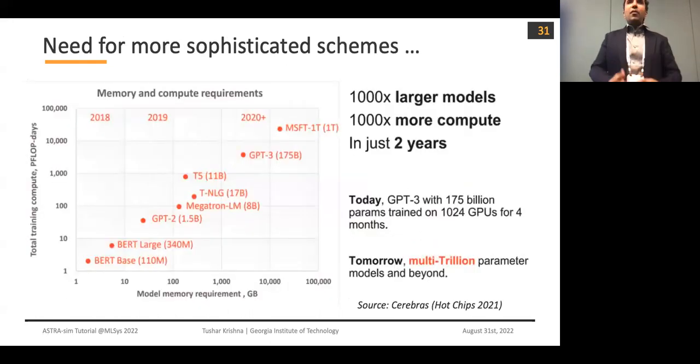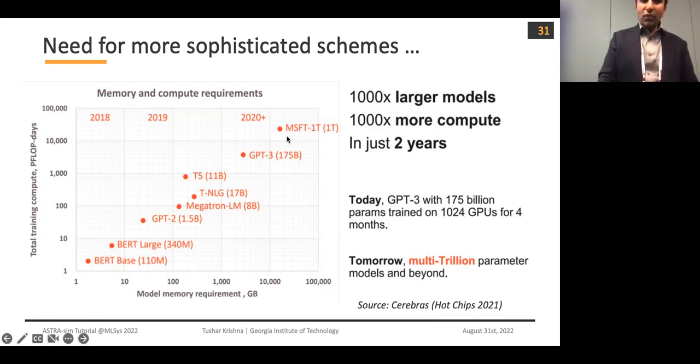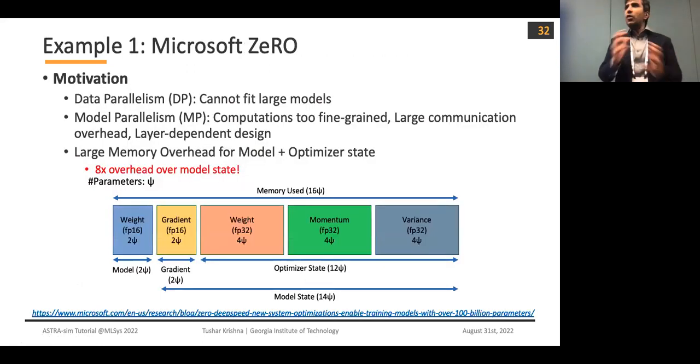There's also, of course, the need for more sophisticated schemes. Just simple data, model, and pipeline parallelism do not cut it, given the fact that models are just becoming larger and larger and more complex. And this chart from a talk from Cerebras illustrates this, where very, very large models show a 1000x requirement for compute in just 2 years, right? And in this case, today, if GPT-3 can be trained on 1024 GPUs, it will take 4 months. Tomorrow, when you have multi-trillion parameter models, you really need more efficient system solutions across the stack. So this is where there's been a lot of interest in more sophisticated parallelism strategies.